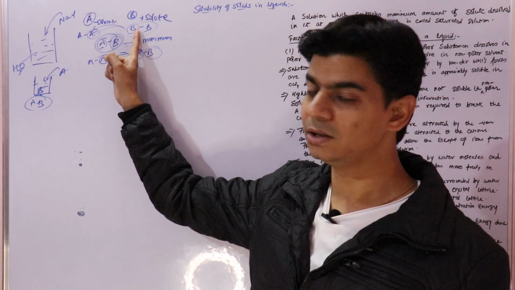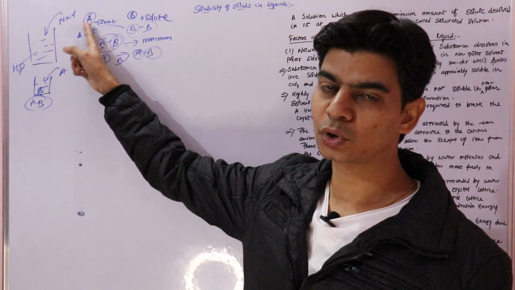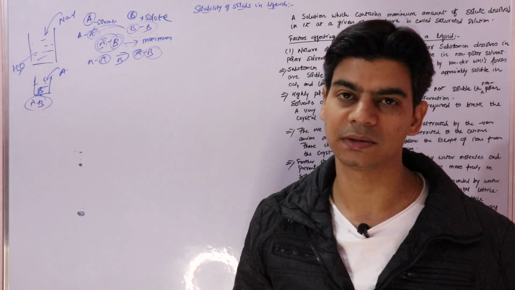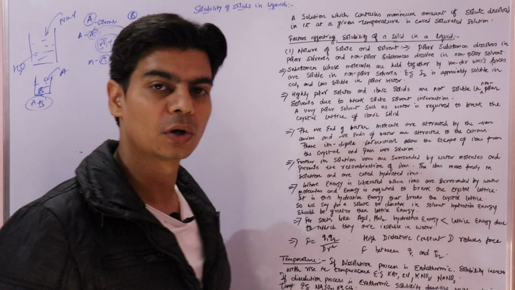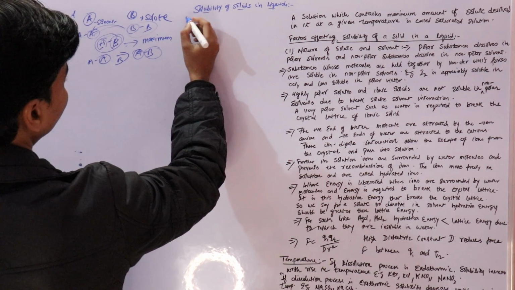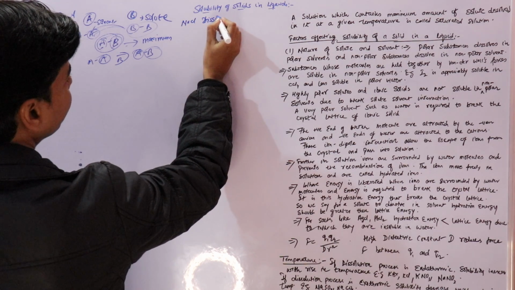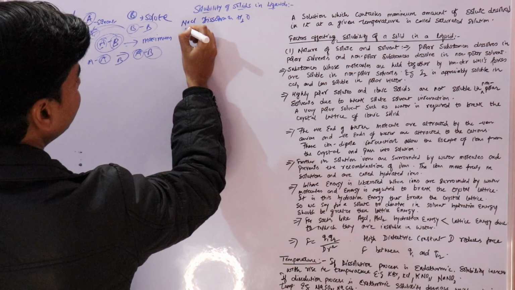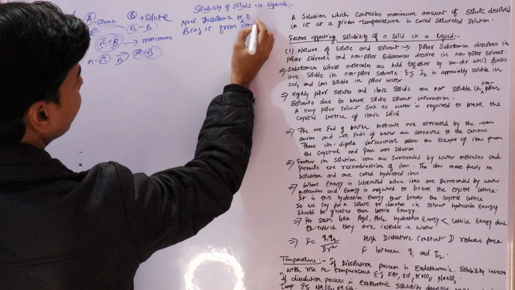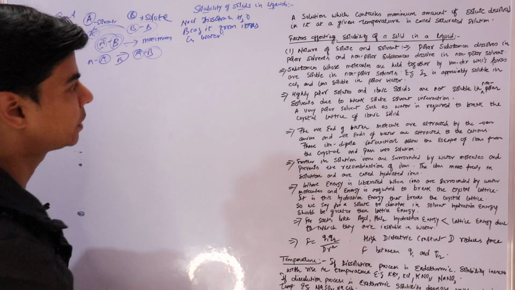Then only B, which is a solute, would be able to interact with solvent, which is A, to form AB. So these interactions should be maximum for a solute to get dissolved in the solvent. So now we said that sodium chloride dissolves in water because it forms ions. It forms ions in water. Just remember this.